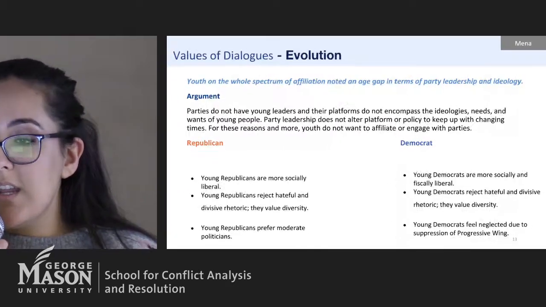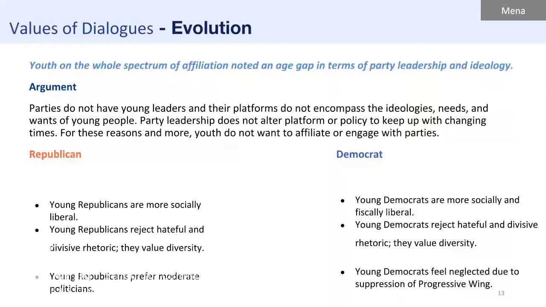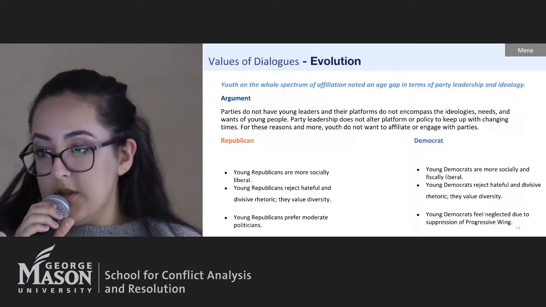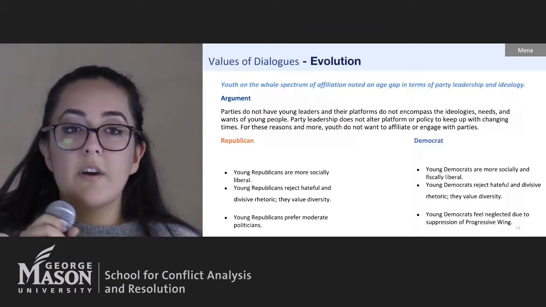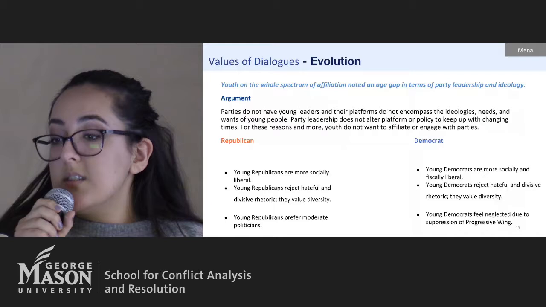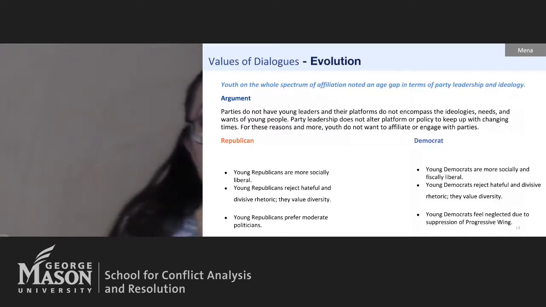On the Republican side, you could see young Republicans were more socially liberal. Young Republicans rejected hateful and divisive rhetoric, they valued diversity, and they prefer moderate politicians. On the Democratic side, you saw that young Democrats are more socially and fiscally liberal. Young Democrats also rejected hateful and divisive rhetoric, and also felt neglected due to the suppression of the progressive wing.